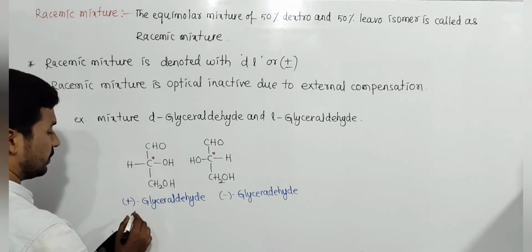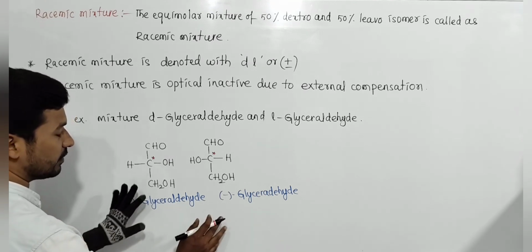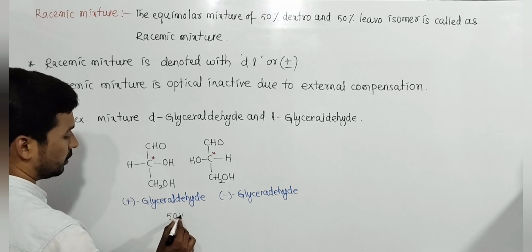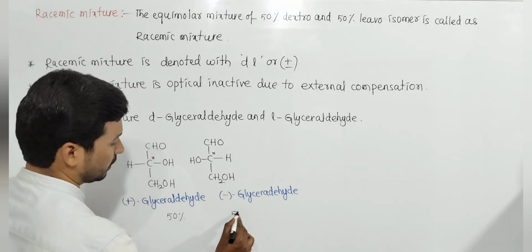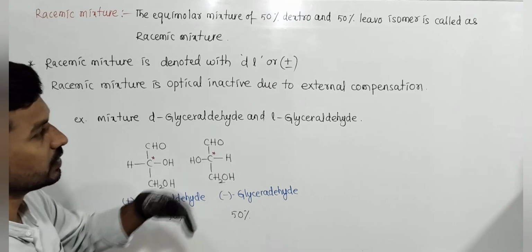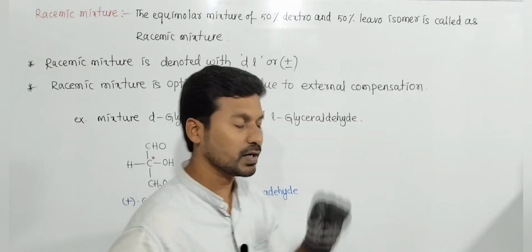Levoglyceraldehyde is optically active. Dextroglyceraldehyde is also optically active individually. But its mixture, 50% dextroisomer and 50% levoisomer, is optically inactive due to external compensation. A racemic mixture is optically inactive due to external compensation.